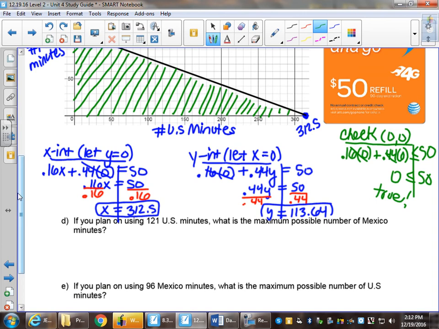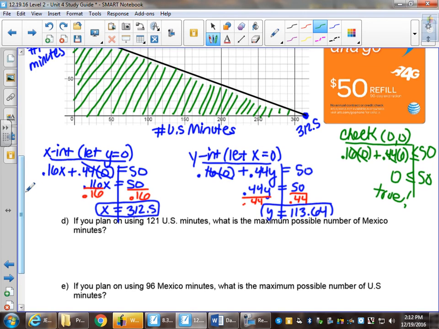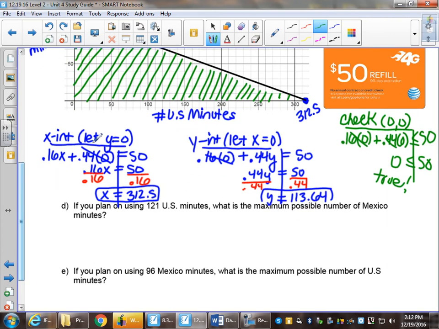We have some follow-up questions here. If you plan on using 121 U.S. minutes, what is the maximum possible number of Mexico minutes? So this is where you could either use the graph, but we're counting by tens. This could be, I don't know, this, like if this is 100, right? Anywhere on here, you could be off by a couple. So my recommendation would be to actually substitute this in. 121 U.S. minutes is a value for X. So I can actually substitute this in.